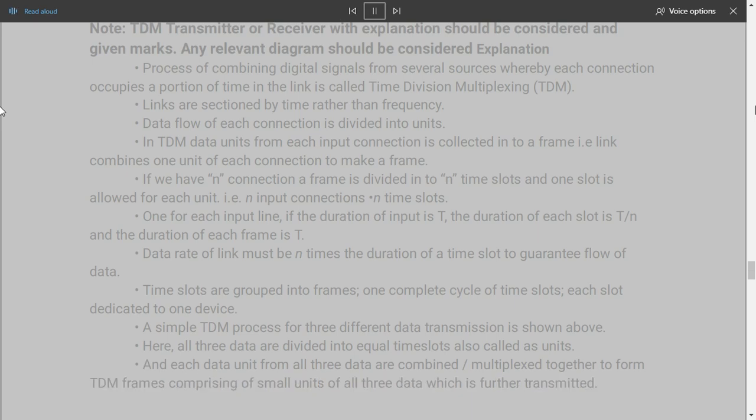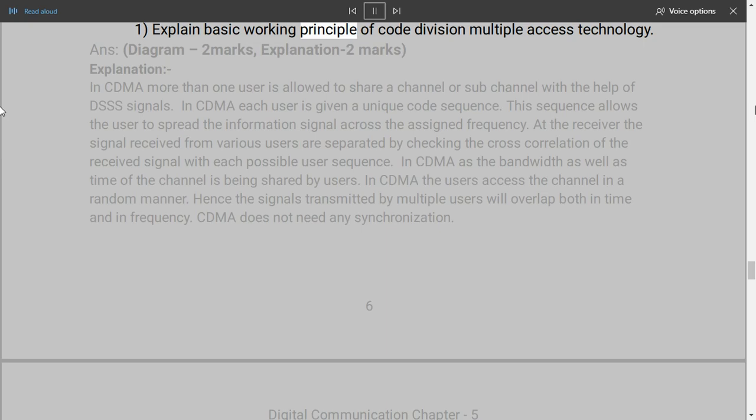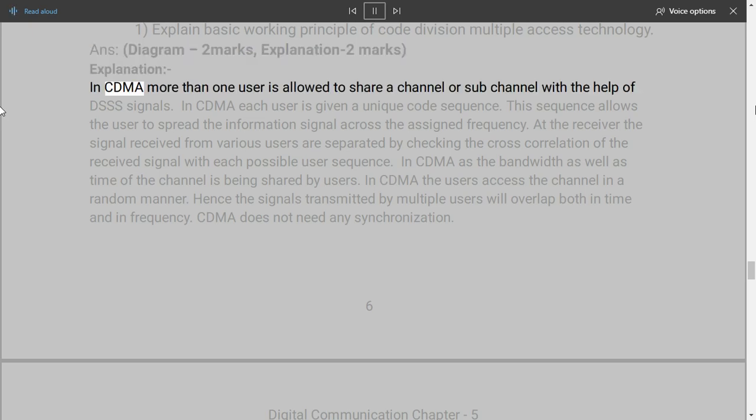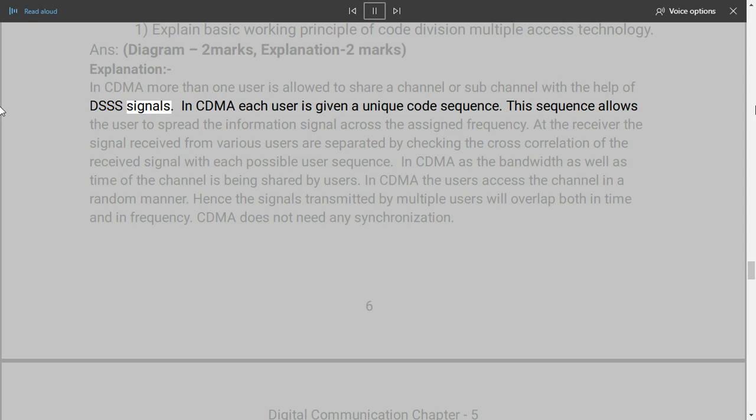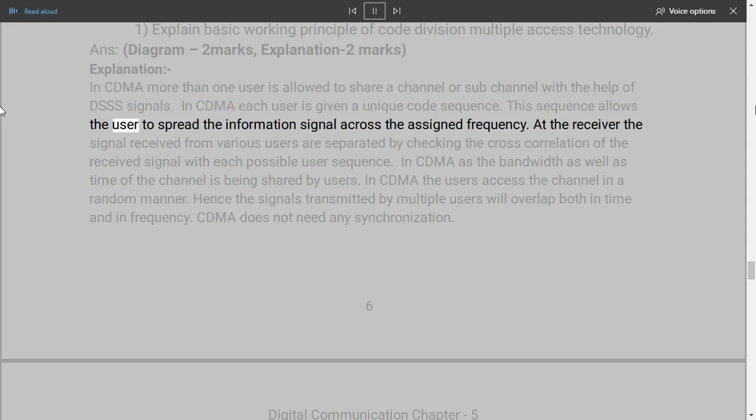1. Explain the basic working principle of code division multiple access technology. ANS: diagram, 2 marks, explanation, 2 marks. Explanation: In CDMA, more than one user is allowed to share a channel or subchannel with the help of DSSS signals. In CDMA, each user is given a unique code sequence. This sequence allows the user to spread the information signal across the assigned frequency.